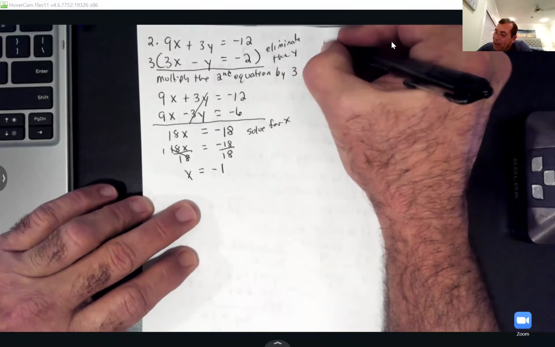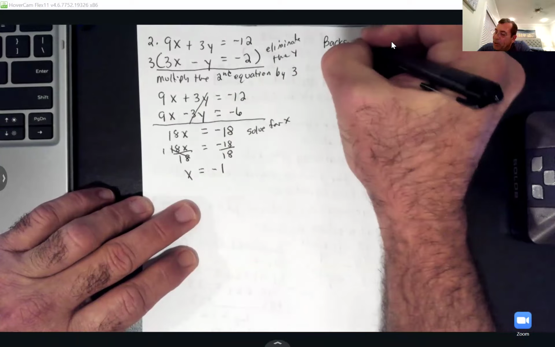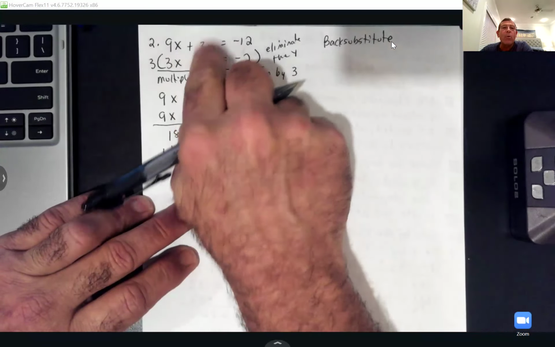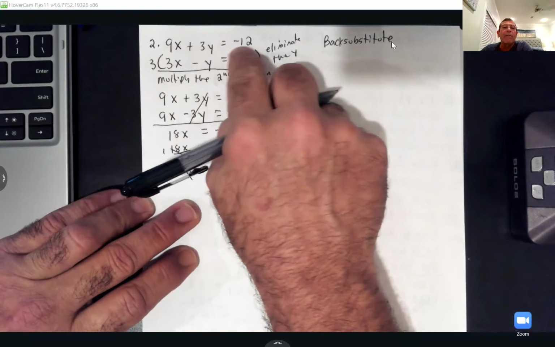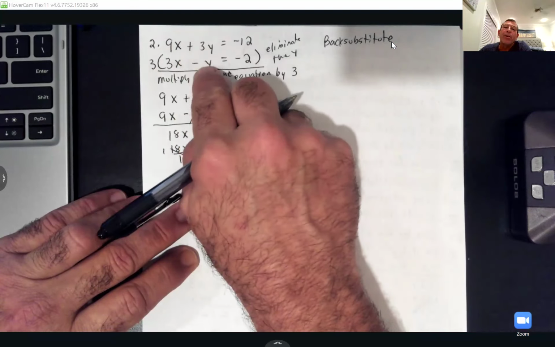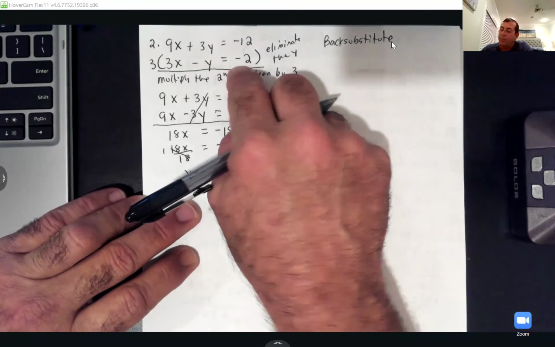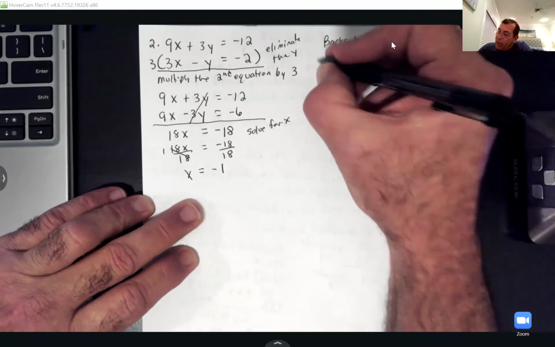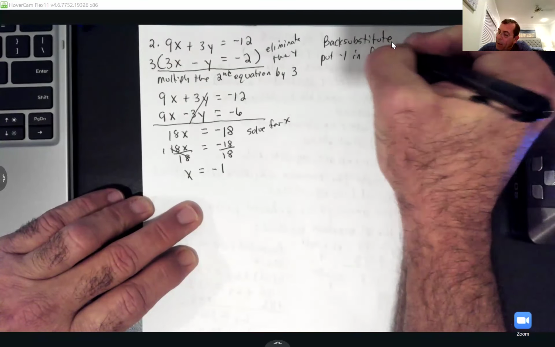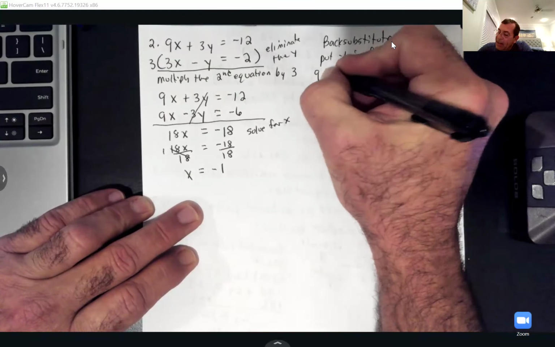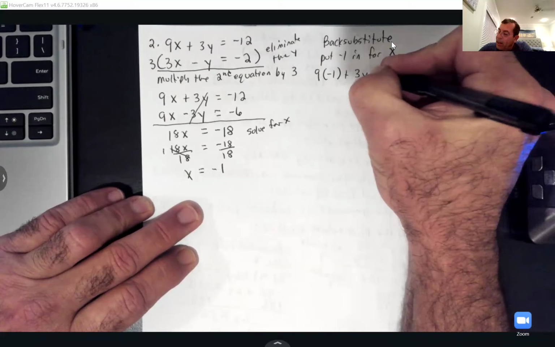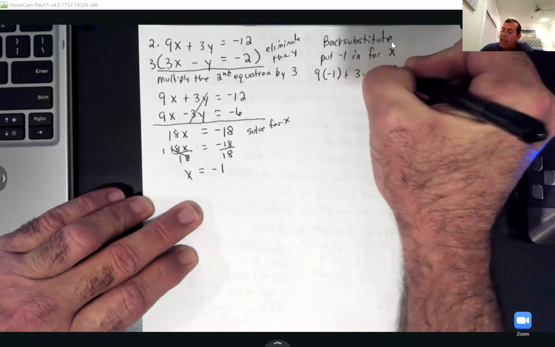But we now know what the x is. So now I can come in and back substitute into either equation. And I'll probably do that first one because all that stuff is positive. But you could do this one if you like the smaller numbers. So I'm going to put a negative 1 in for x. And that'll give me 9 times negative 1 plus my 3y will equal a negative 12.